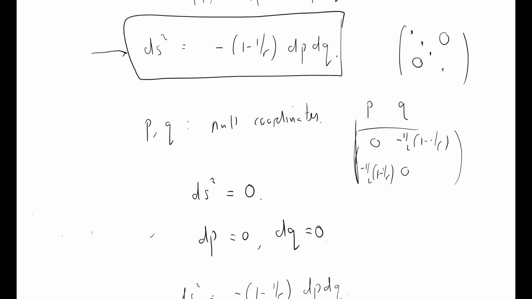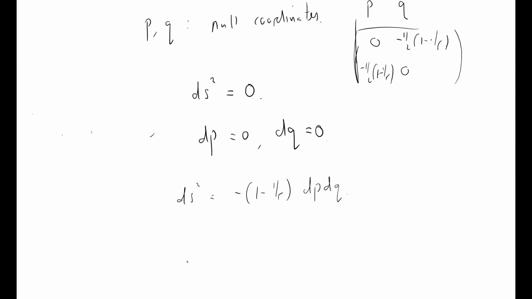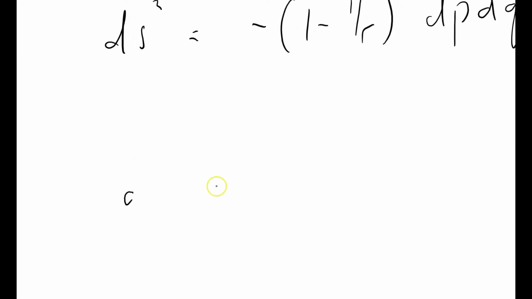General relativity, step by step. We've got this rather nice line element metric here. I'll pinch in a bit. We've got ds squared equals minus 1 over r. Of course, you'll normally see 2GM over r, but I can't be bothered to write that.